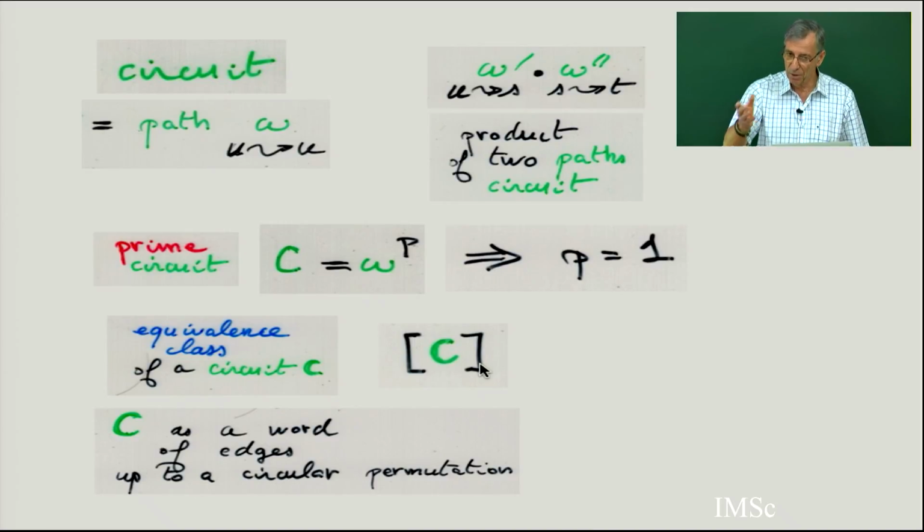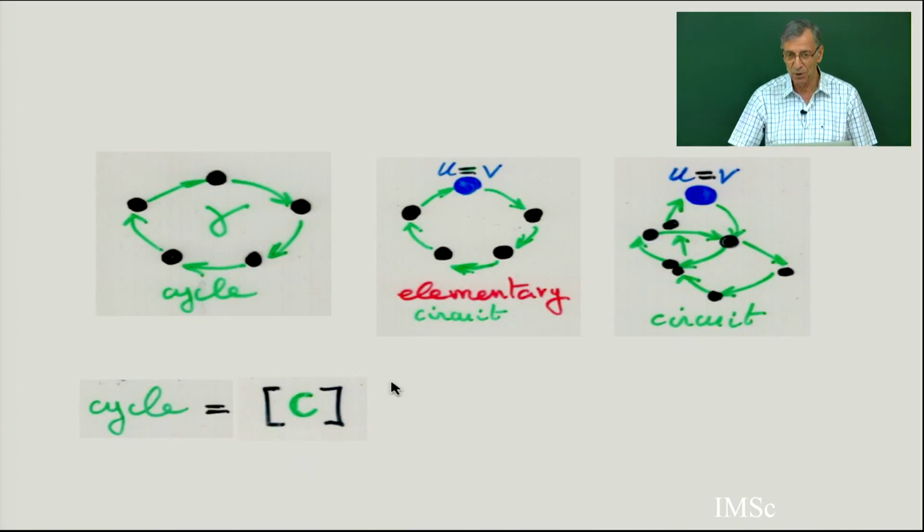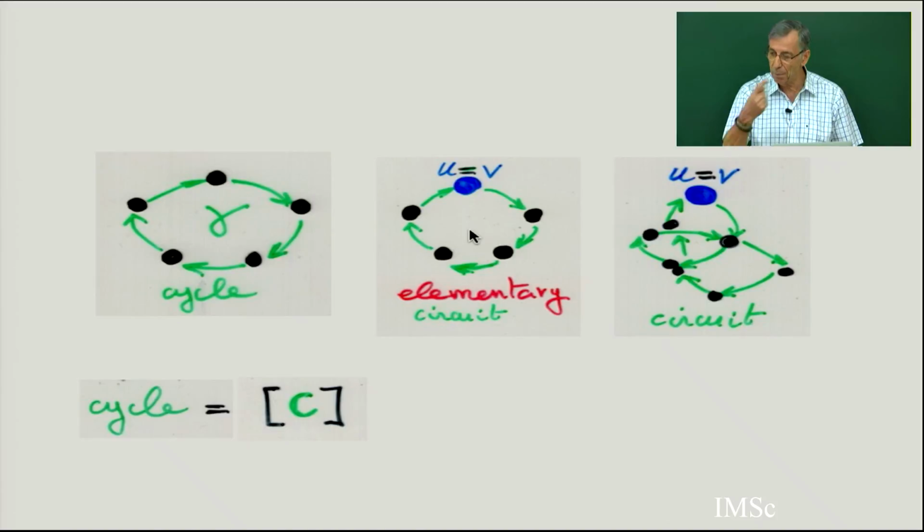So let's compare with what we have done before. Here are three things. Here is a circuit, the image of a circuit. I go from U to V, and I cross myself several times. This is an elementary circuit where all the vertices are distinct. And this is what we call a cycle. As a cycle of a permutation, we have many heaps of cycles. This is an elementary circuit up to a circular permutation of the vertices. So this is a class of elementary circuit.